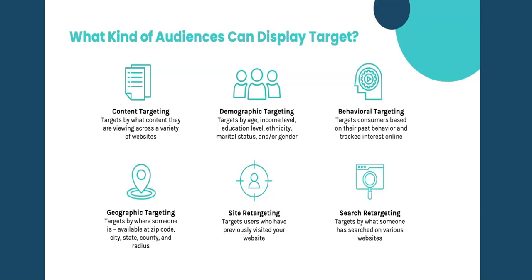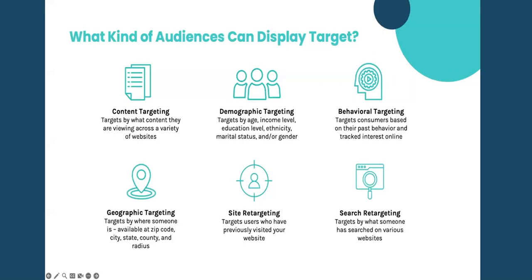So we can target by content, which means the types of websites that they're on and consuming information. We can target demographically, so that could be age, ethnicity, marital status, presence of children. Behavioral targeting is probably the most commonly used form of targeting here, and I'll show you on the next slide. We can get very specific with the types of behavioral targeting we have available.